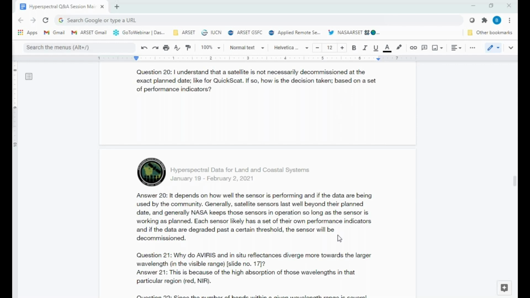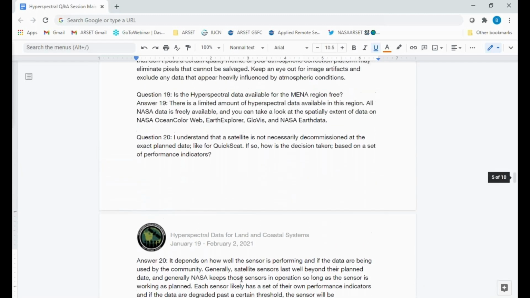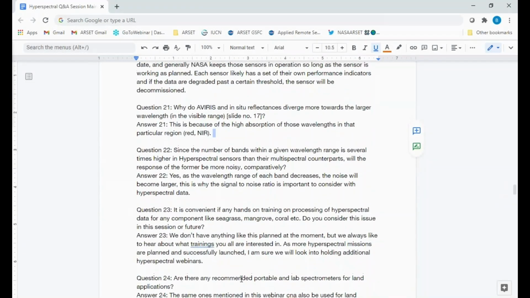Why do average and in situ reflectances diverge more towards larger wavelengths in the visible range? It is mostly because of the influence of the water itself, absorption in those longer wavelengths, the red and near infrared region in particular.